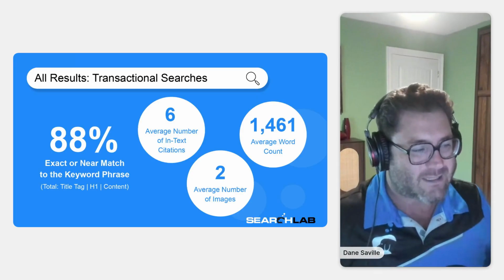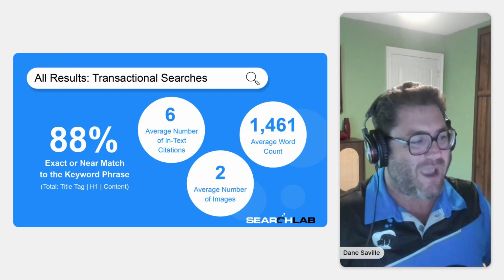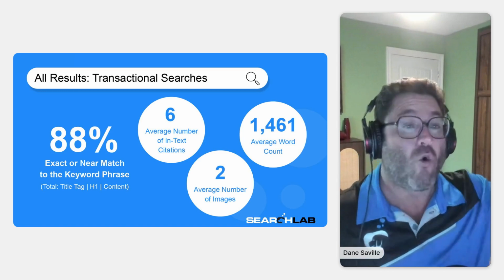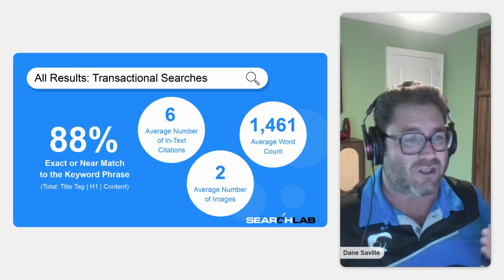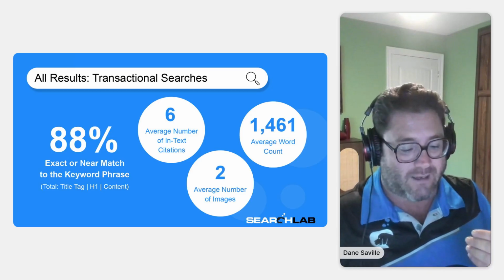So, all results, transactional searches. Want to understand the importance of keyword usage. For all transactional searches, 88% had an exact or near match in at least either the title tag, the H1, and/or the content. And that was really a mixed bag. There were some big variations, which we'll get into later, about where that keyword phrase, the exact or near match, was really falling among those different elements.